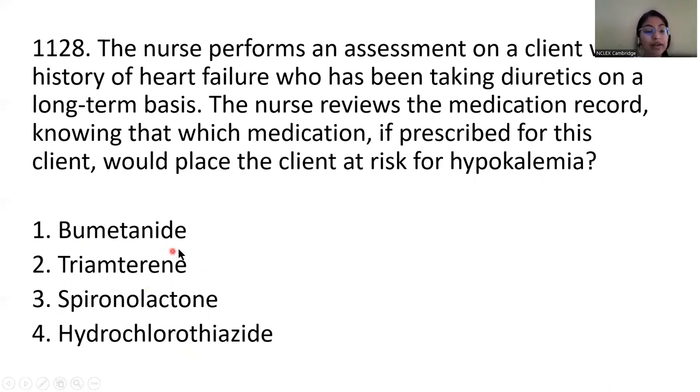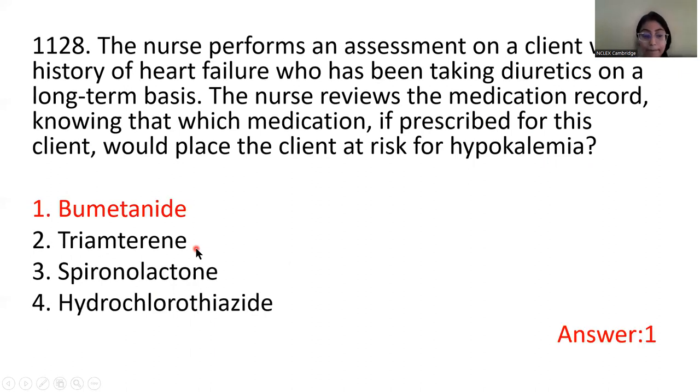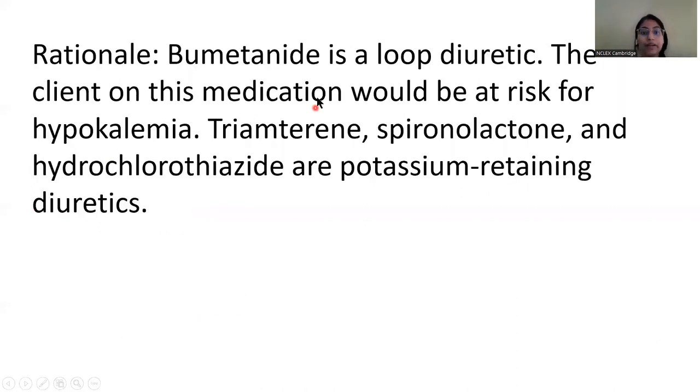Now the correct answer is bumetanide because trimethoprim, spironolactone, and hydrochlorothiazide, these three are potassium retaining diuretics. It means they help in retaining potassium in our body and will not lead to hypokalemia. So the drug that will cause risk of hypokalemia is bumetanide. So bumetanide is a loop diuretic. The client on this medication would be at risk of hypokalemia. Trimethoprim, spironolactone, and hydrochlorothiazide are potassium retaining diuretics. Now we will move on to the next question.